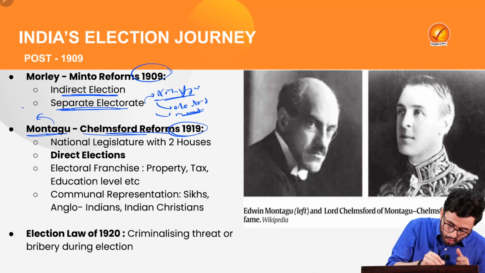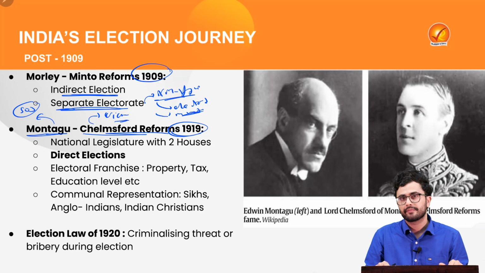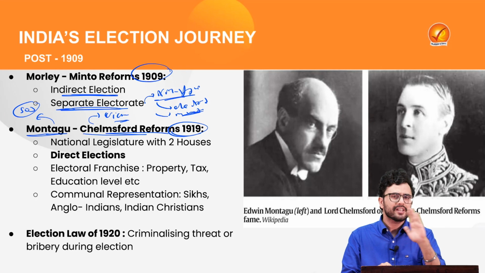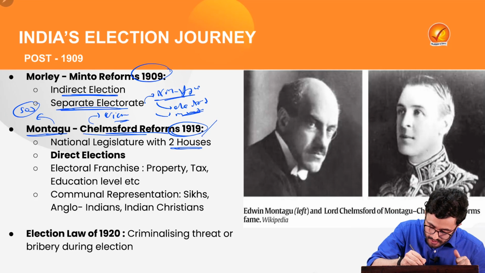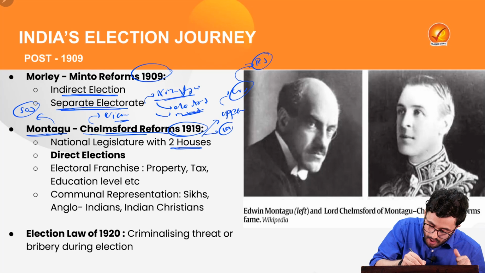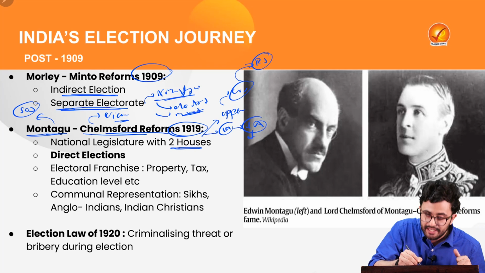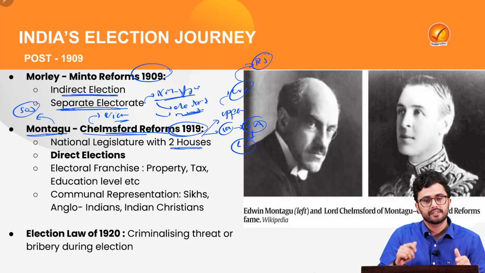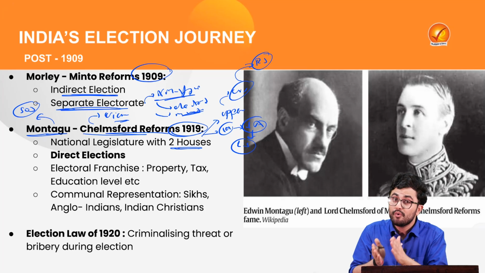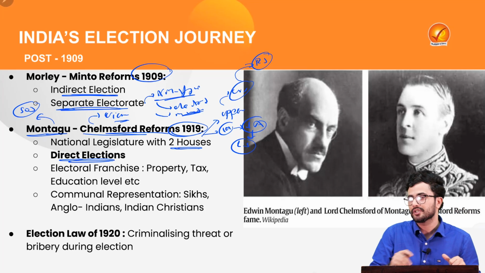Montagu was the Secretary of State, and Chelmsford was the then Viceroy. The act known as the Government of India Act of 1919 provided for a national legislature with two houses. The first was an upper house or the Council of States, which eventually took the shape of the Rajya Sabha of today. And then there was a lower house or a Legislative Assembly which shaped into the current Lok Sabha. In both the houses, the majority of the members were now to be elected by direct elections.